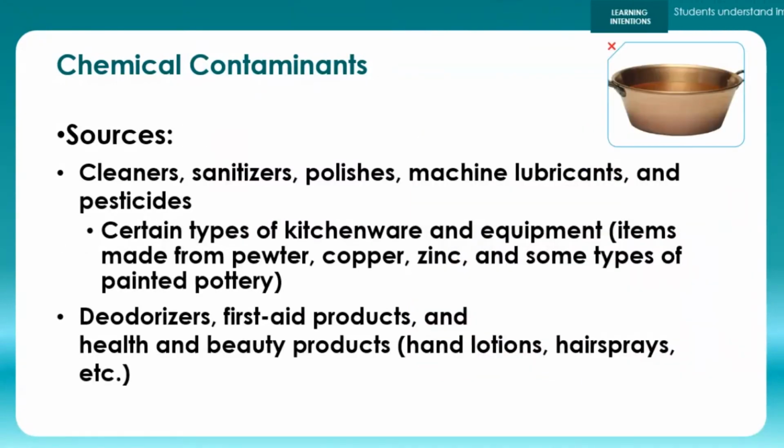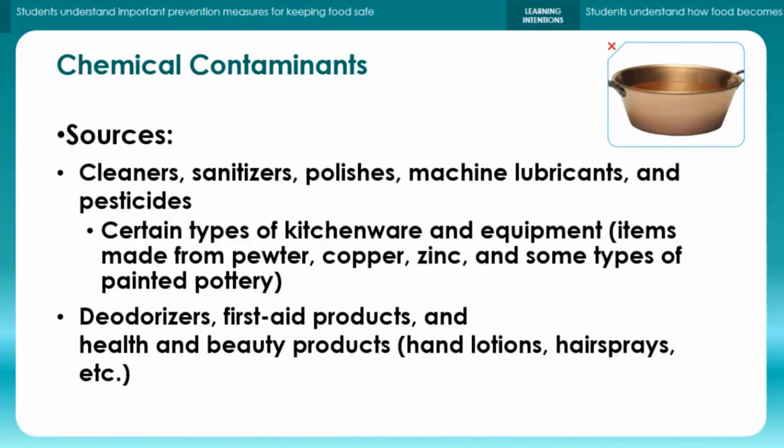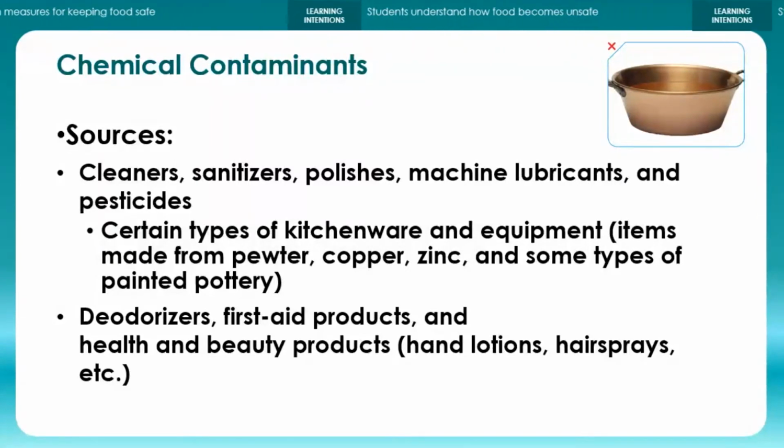So the sources of the chemical contaminants are cleaners, sanitizers, polishes, machine lubricants and pesticides. There's also certain kitchen equipment made from pewter, copper, zinc that can also give a chemical contaminant.